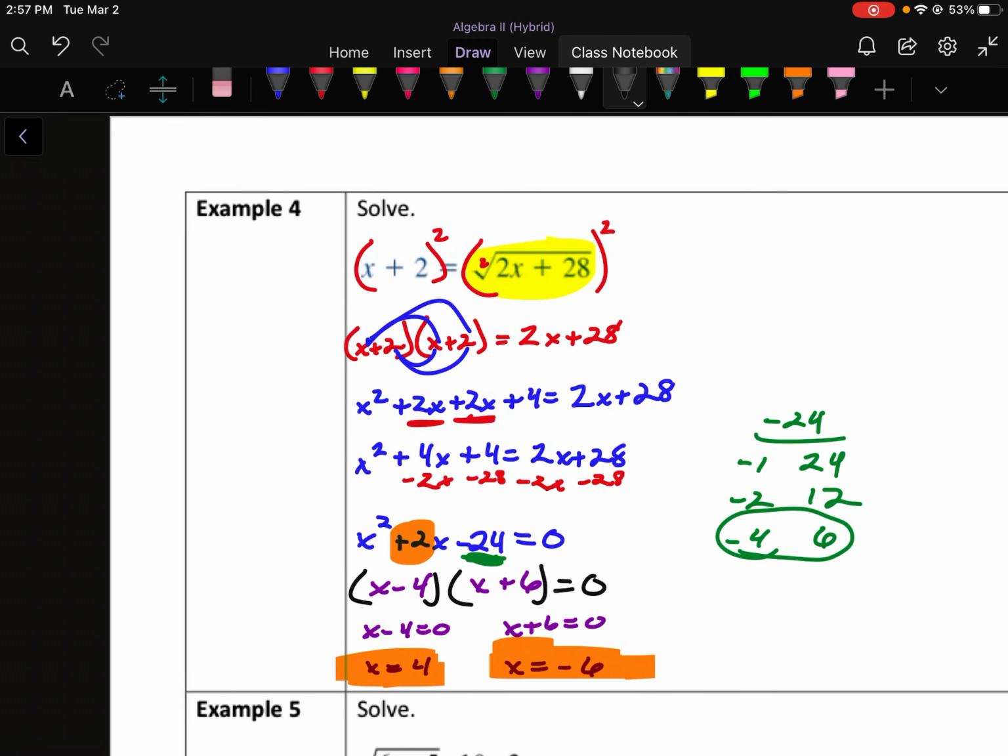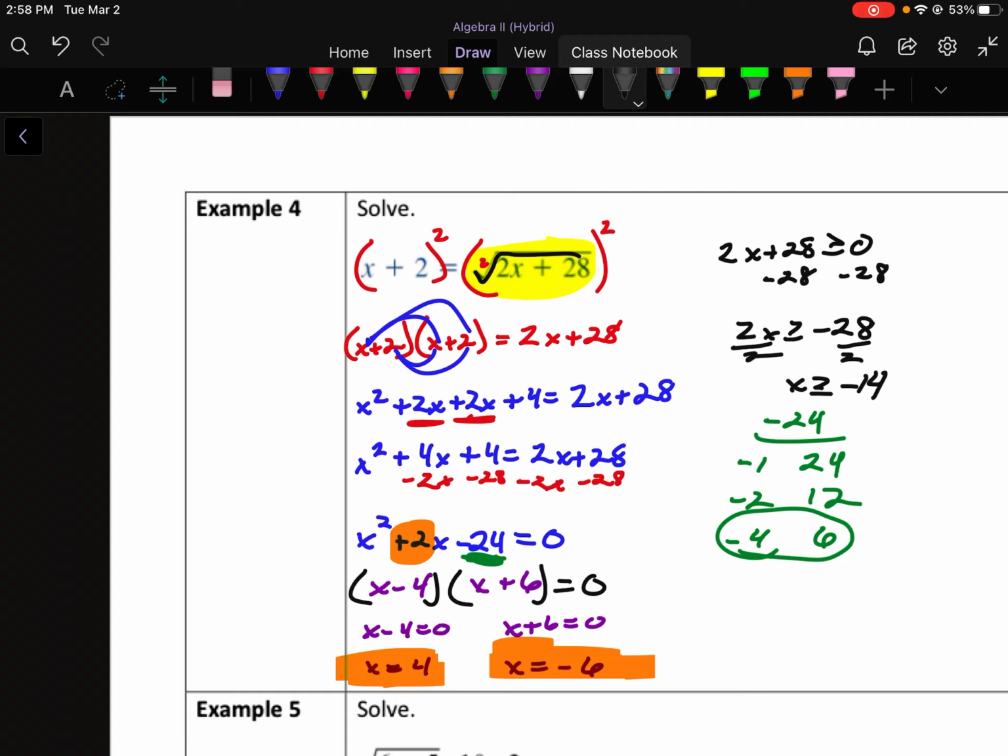So we have another square root. 2x plus 28 has to be greater than or equal to 0. If you subtract 28 from both sides, 2x is greater than or equal to negative 28. Divide both sides by 2, x has to be greater than or equal to negative 14.